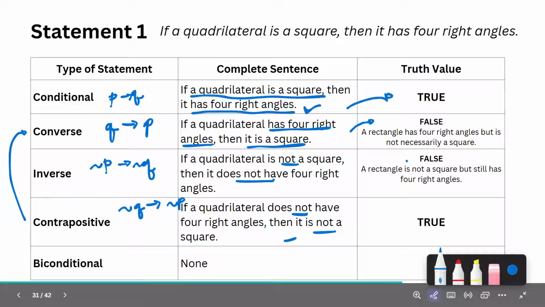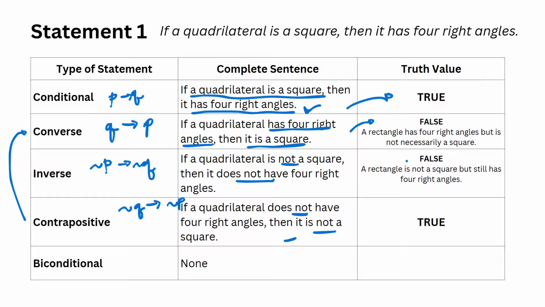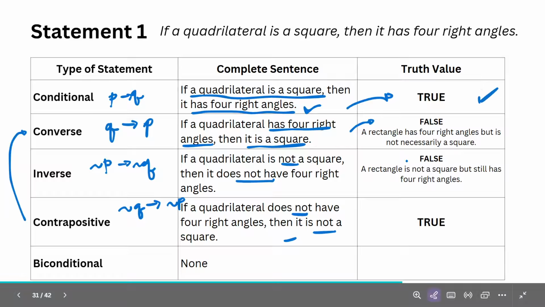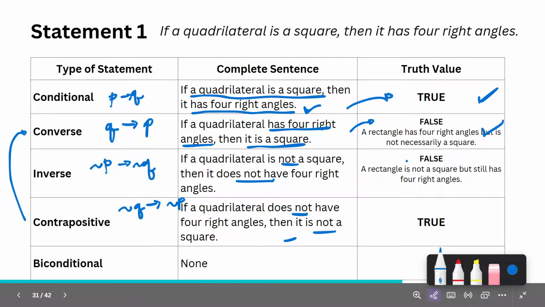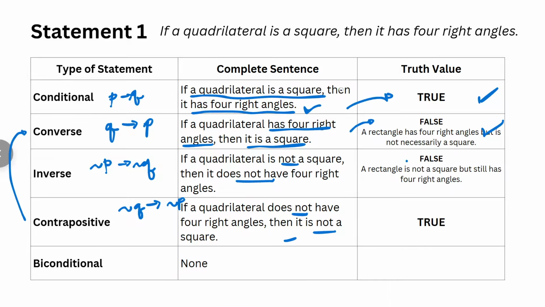So see this. If the truth value of conditional statement is true and the converse is false, then we cannot write a biconditional statement for this. Okay? Magiging invalid na siya. Pwede na lang if the converse is also true, then we can rewrite the biconditional statement. Okay? All right. So this is how we write the conditional statements.